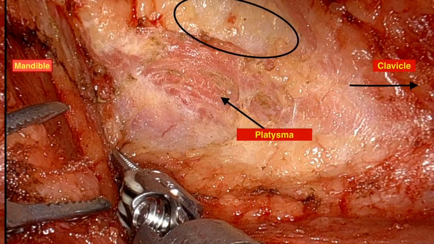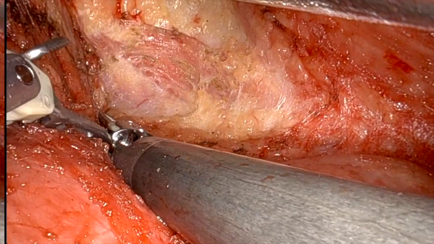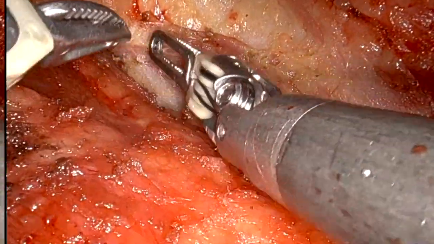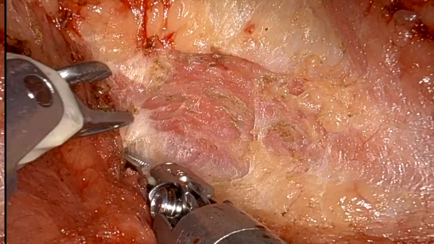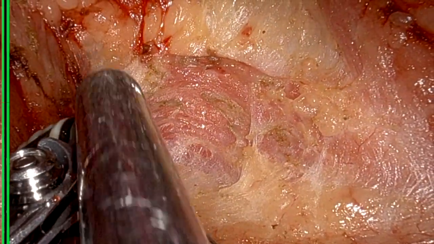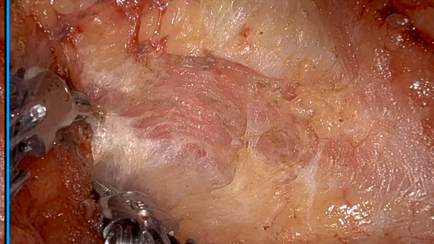So first look at this and get yourself oriented. The circle is the area where I have accidentally cut the platysma. So let's begin with level 1A. Level 1A is the area situated between two bellies of digastric. So this is level 1A area, but right now I am exposing little bit more. So this is what I do.